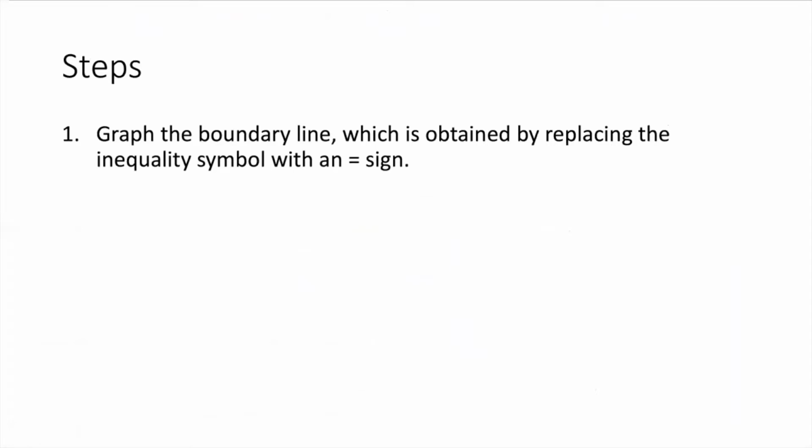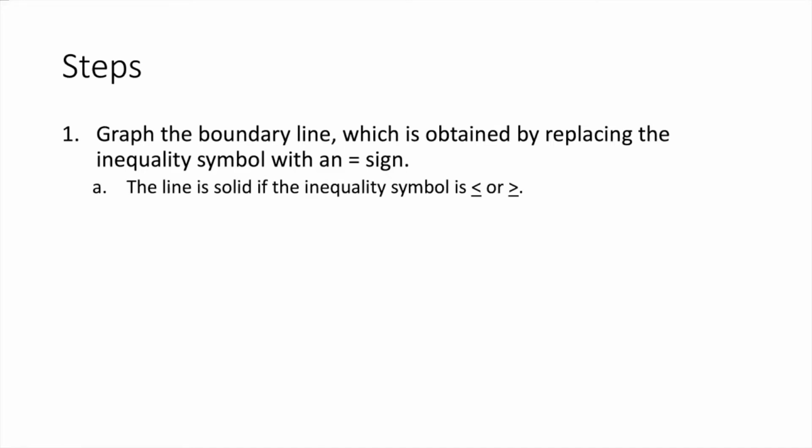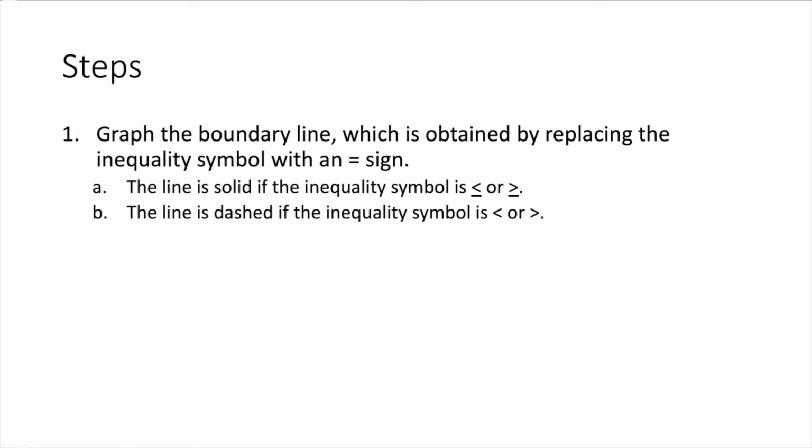So the first step is to graph the boundary line, which is obtained by replacing the inequality symbol with an equal sign. Now that line will either be a solid line or a dashed line, depending on what the inequality symbol looks like. You're going to make the line solid if the inequality symbol includes equals. In other words, if it's less than or equal or greater than or equal. Okay, because in that case, all of the points on the line are part of the solution set.